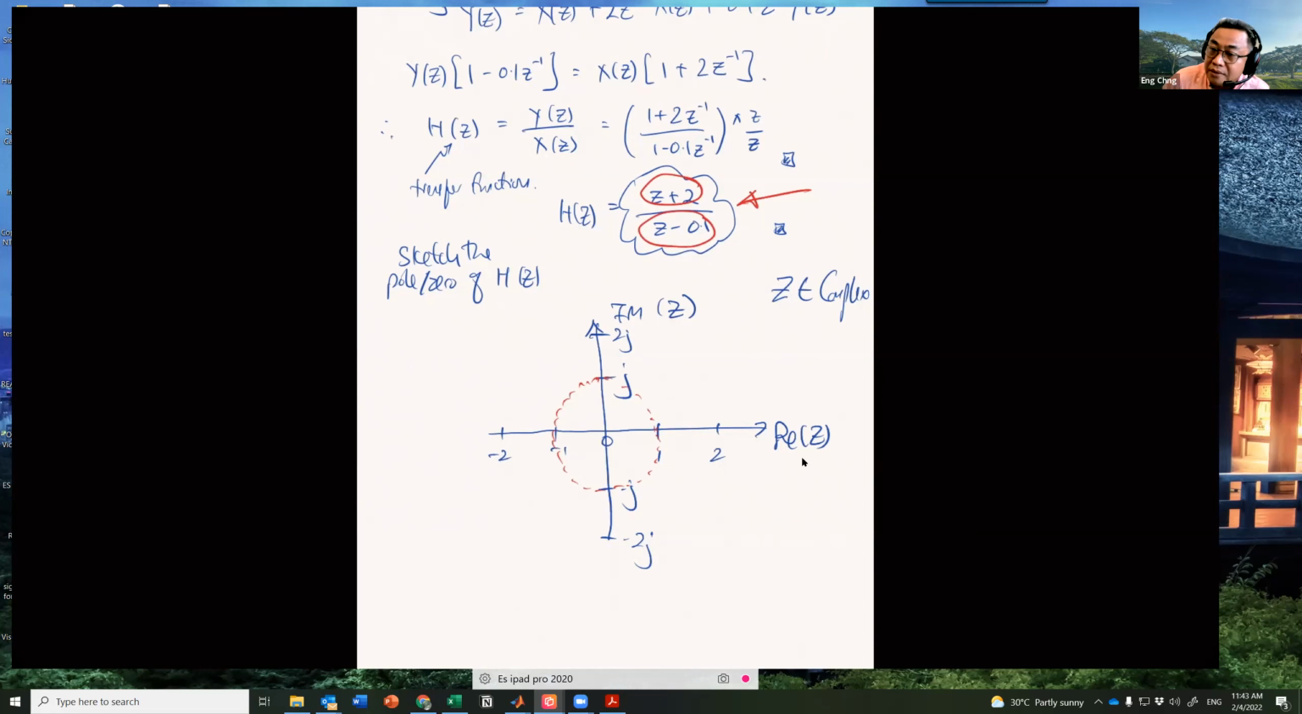And then we take the function here, and we're interested in this guy, z plus 2. So when z is equal to minus 2, then minus 2 plus 2 is equal to 0 on top. The whole thing becomes 0. So z at minus 2, which is this point here, is a very special one because this is called the zero of H of z.